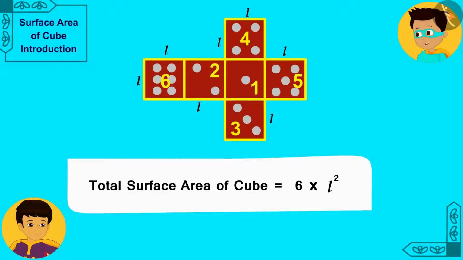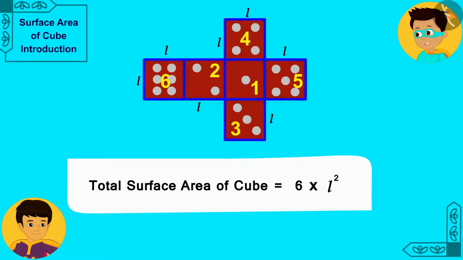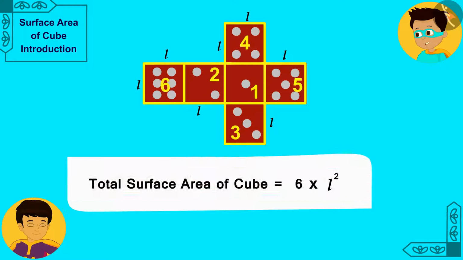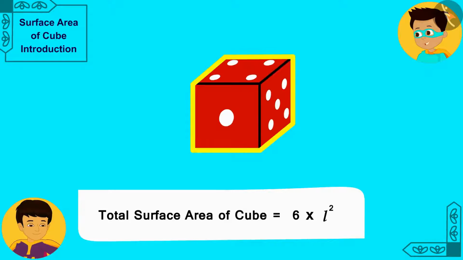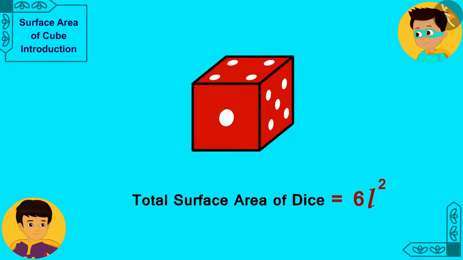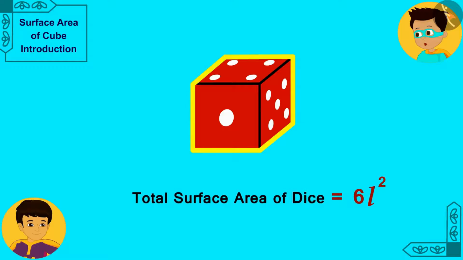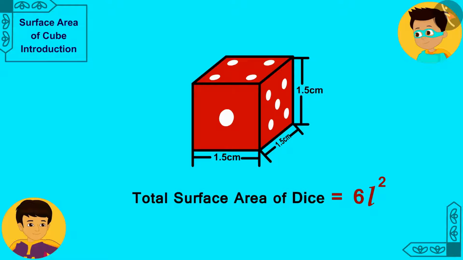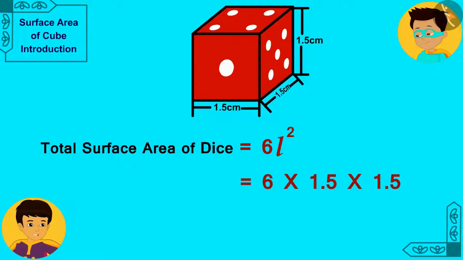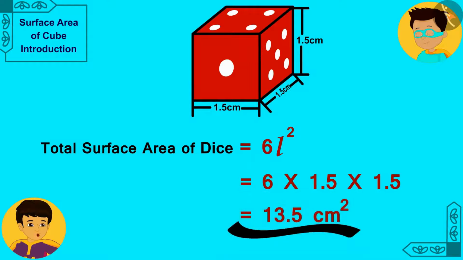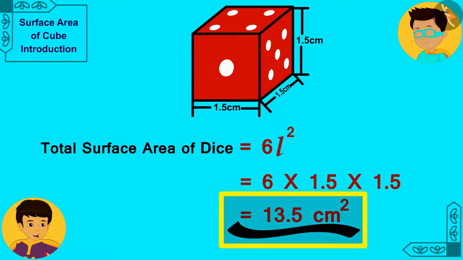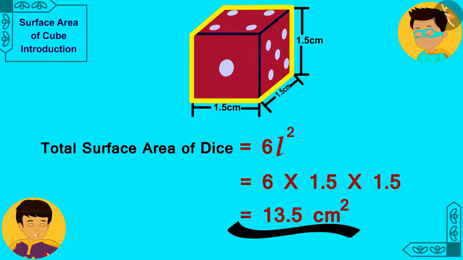Wow, Manas! We found the formula for the total surface area of a cube. Now, let us quickly measure the length of the side of this dice and write it in this formula. Then we will know the total surface area of this cube. The length of the side of this dice is 1.5 centimeters. In this way, the total surface area of this cubic dice is 13.5 square centimeters. This means we will need 13.5 square centimeters of paper to cover this dice completely.